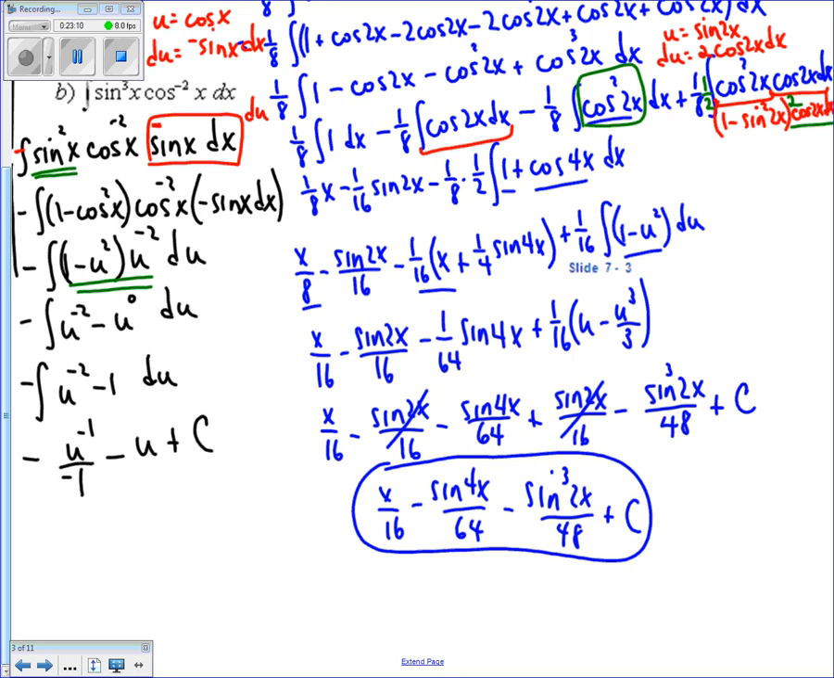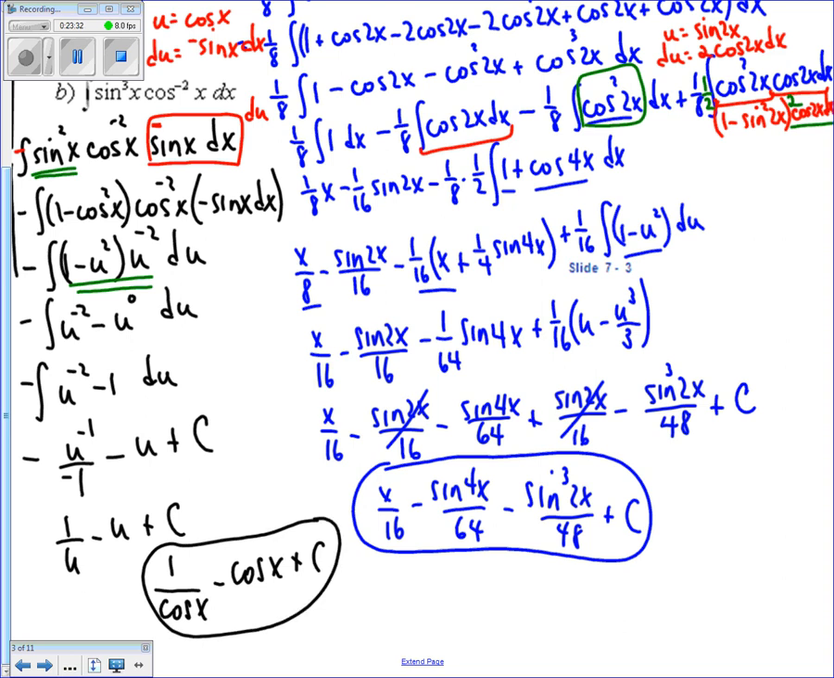So now let's go back and clean all this up. I've got a negative and negative 1 at the bottom, so that's going to be positive. U to the minus 1 is just the same thing as 1 over u. 1 over u minus u plus c. And so the 1 over u is 1 over cosine of x minus the cosine of x and plus the c. So luckily that one was much easier. So look for those, an odd power of sine or cosine when you have products of sines and cosines.